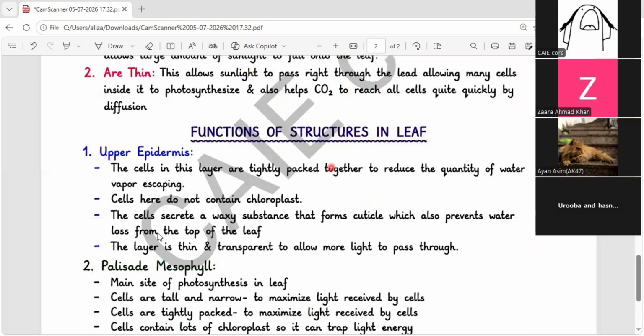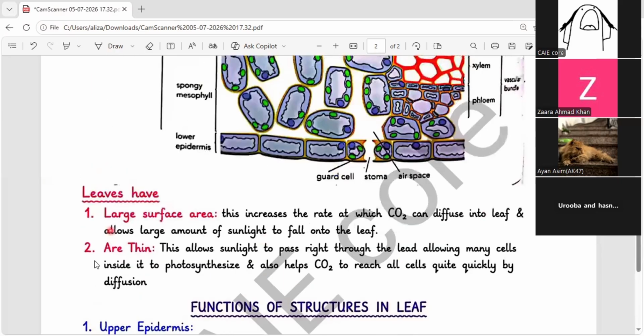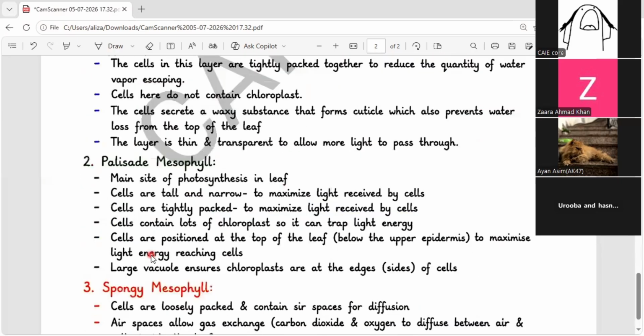Now, the fourth characteristic of the upper epidermis, I hope you understood this. If you have any doubts, let me know. The fourth characteristic is that this layer is very thin and transparent, and the reason is that it allows more light to pass through. So these are all 4 characteristics of the upper epidermis. If you are asked about the upper epidermis, which they usually do, make sure you mention all of them. The most important is the last one, which is almost always mentioned in the mark schemes: the layer is thin and transparent so that more light can pass through it. It's almost the same as what we discussed earlier: why do the leaves have a thin layer? So that more light can pass through it, allowing more cells to photosynthesize.